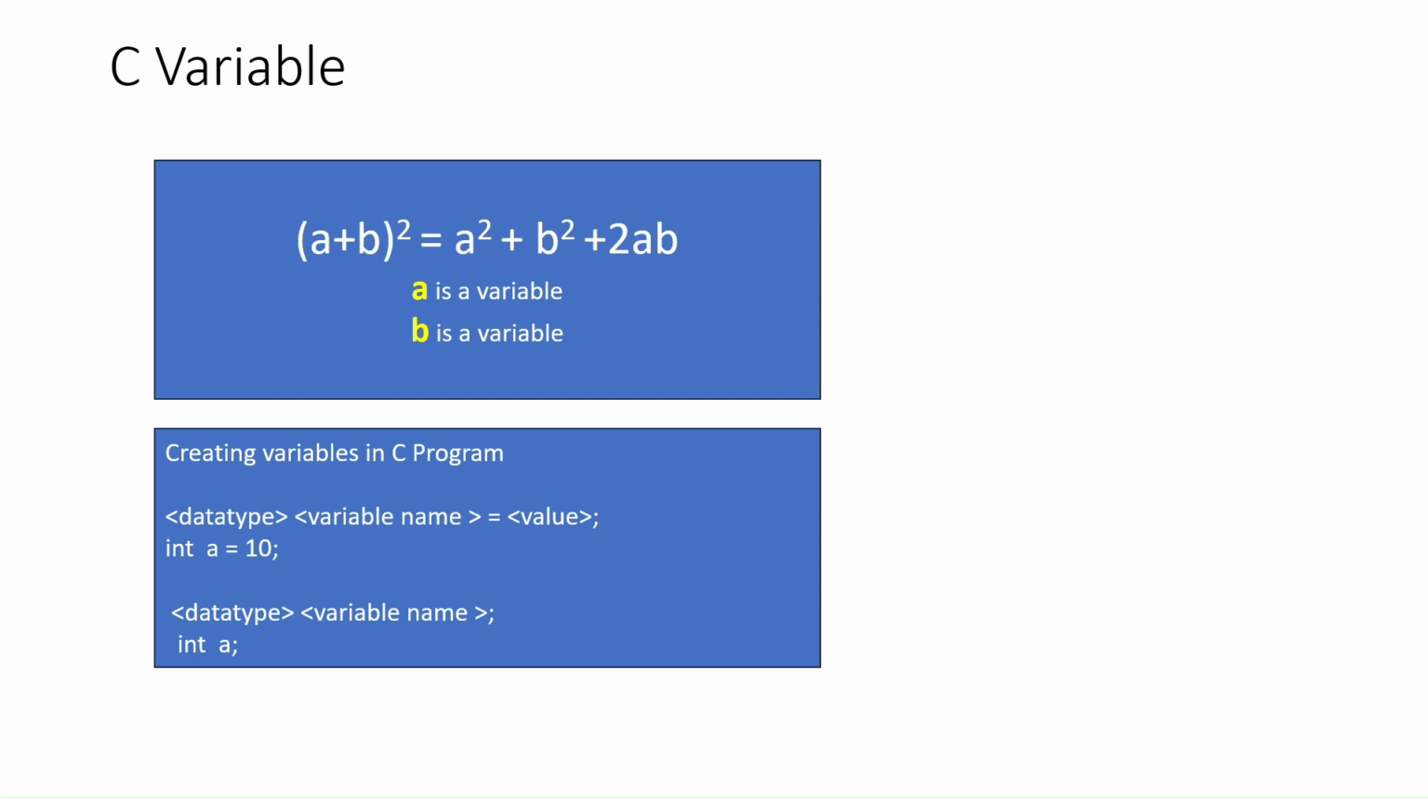Okay, we discussed data types. Now let's discuss variables in C. Variables are nothing but, let's say you have an algebraic equation like (a plus b) whole square equals a square plus b square plus 2ab, right? So a is a variable and b is a variable. You can substitute a lot of numbers. You can substitute 1 in place of a and 2 in place of b and check whether the equation is satisfied or not.